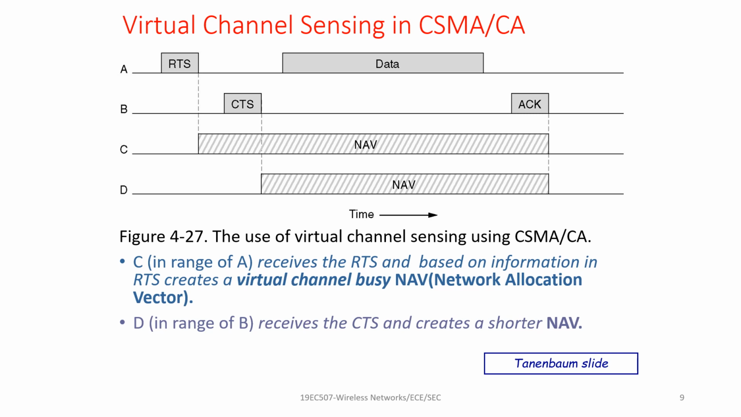So this diagram illustrates the use of virtual channel sensing using the carrier sense multiple access collision avoidance scheme. Here we'll be able to observe the data frames RTS, request to send, and CTS, clear to send, along with the acknowledgement packet.